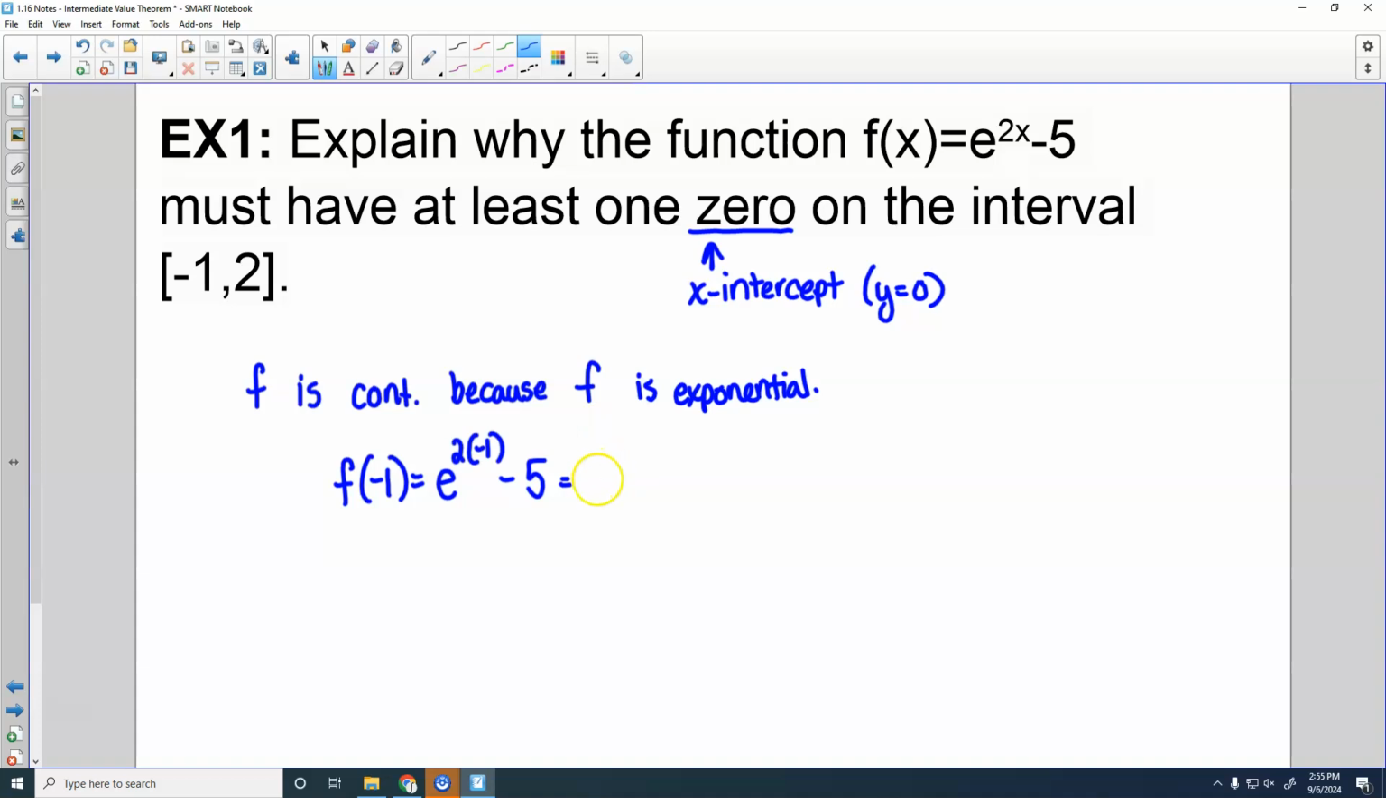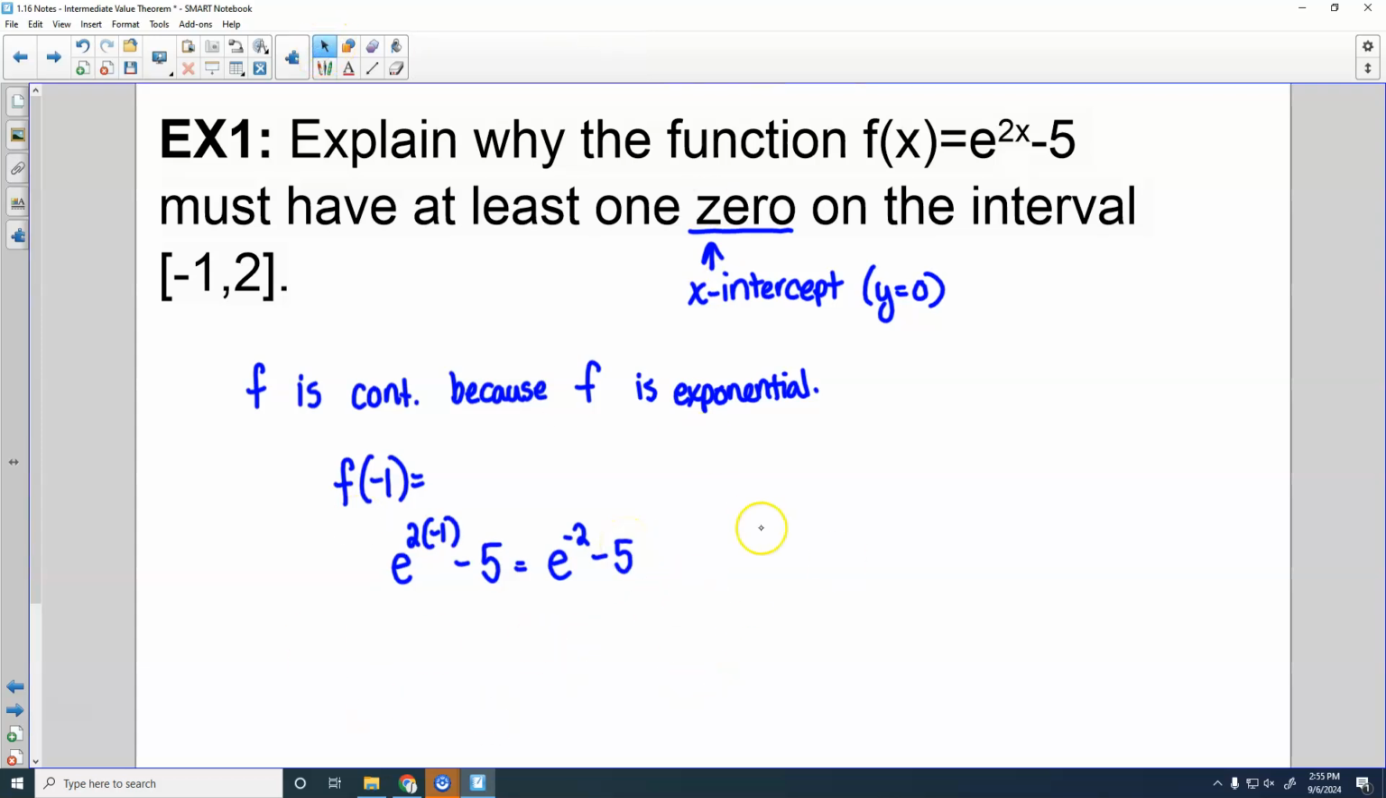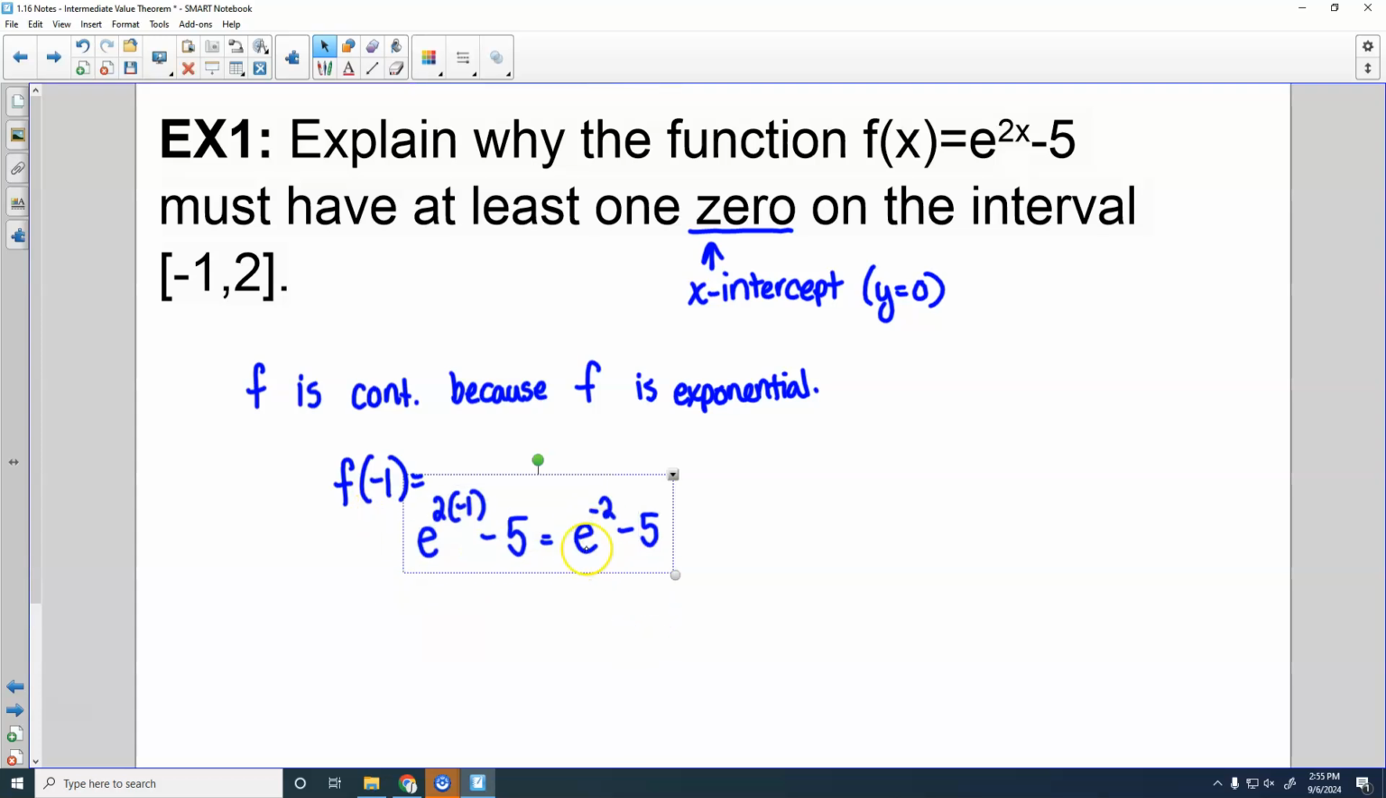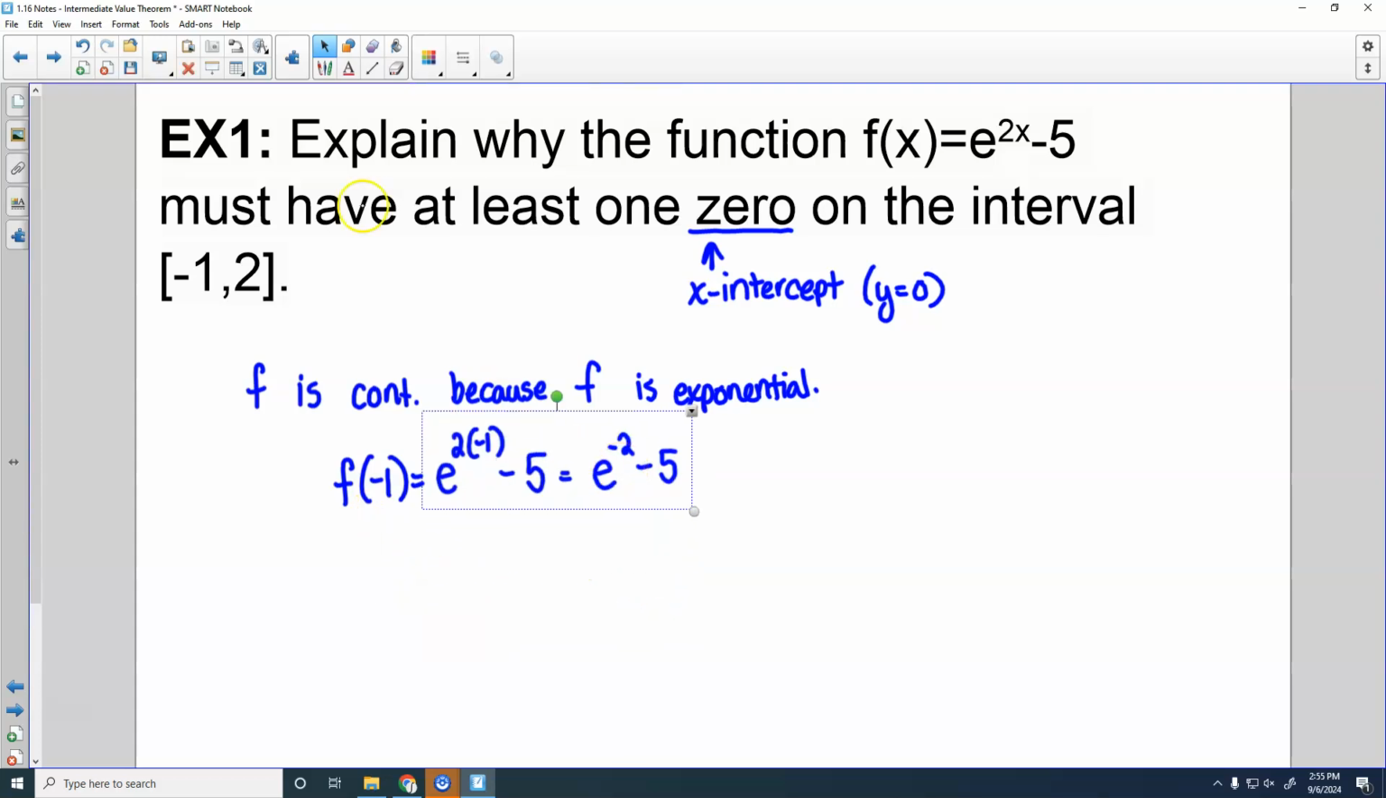Now, this is a little tricky because this is not calculator active, and I can't type that into the calculator to figure out what it is. I also don't know why that just moved for no reason. Okay, so I can't type this into the calculator to know what it is. But I do know if I have a negative exponent, I can make it a fraction, 1 over e squared minus 5.